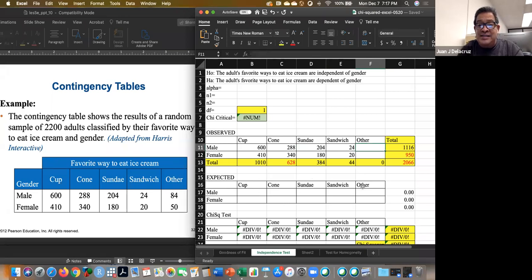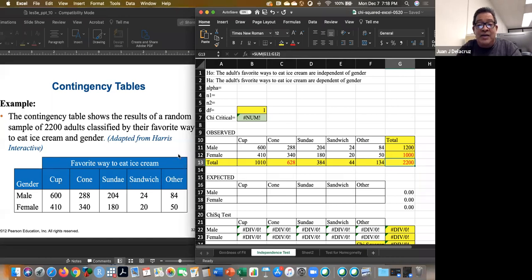So if you can erase this in your Excel file, please do so. We are gonna build the formula again. So in this case, other is gonna be 84 and 50. So at the end, I have 1,200 people that are males. I have 1,000 people who are females. In total, I have 2,200 people. So out of these 2,300 people, I have 1,010 that eat ice cream in a cup, 134 other sandwich, 44. So we can look at the data and see what's going on.